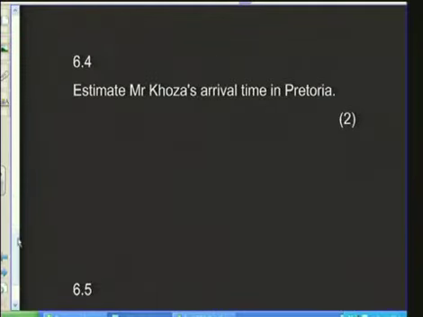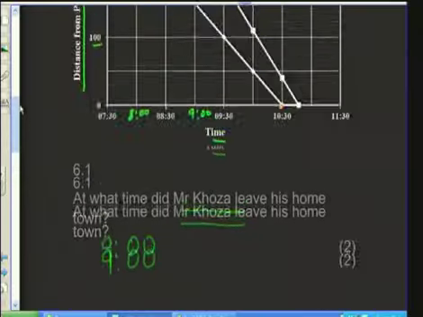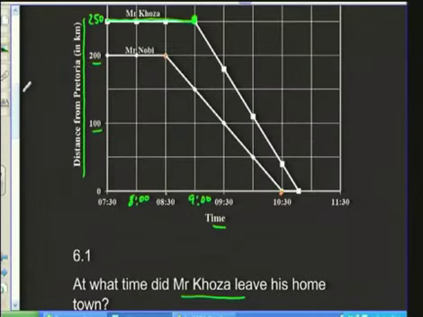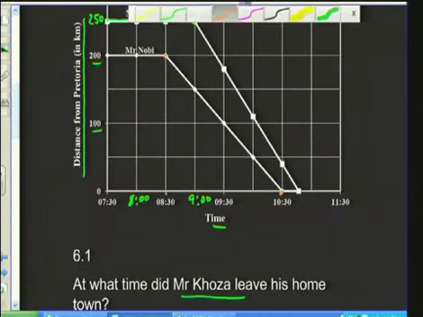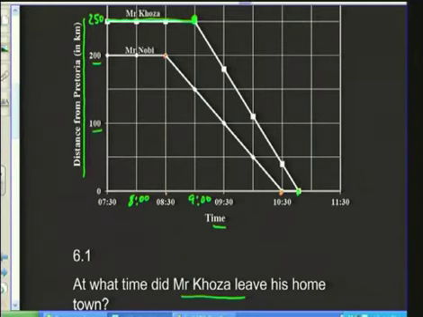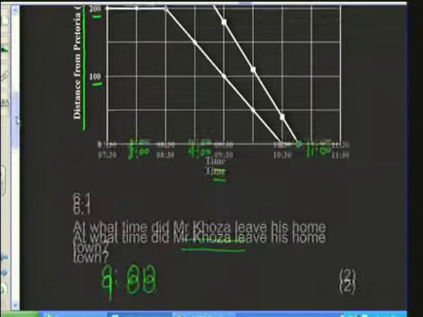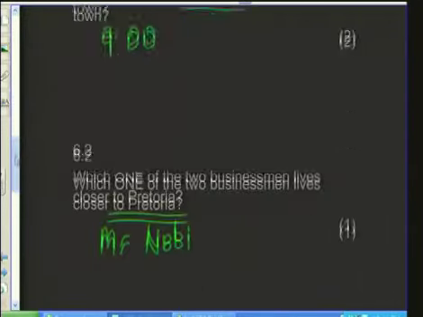And then we've got: estimate Mr. Khoza's arrival time in Pretoria. So Mr. Khoza's arrival time is over there. Let's get a different color. We were using green for him. He arrived somewhere between 10:30 and 11:30, so between the two. Now you could go with halfway between the two. It does look a little bit halfway. So let's say 10:45, 10:46. I kind of will give you the answer.